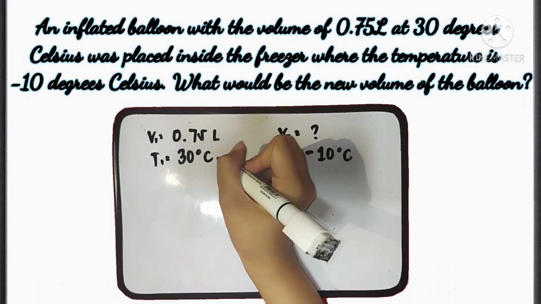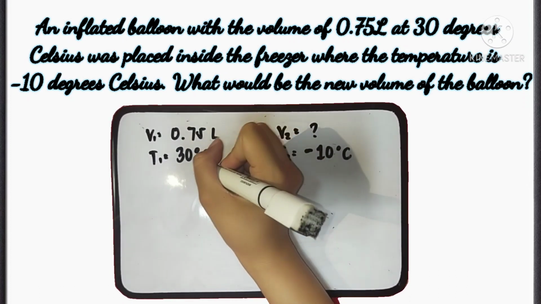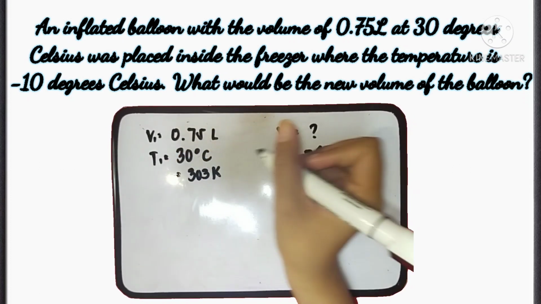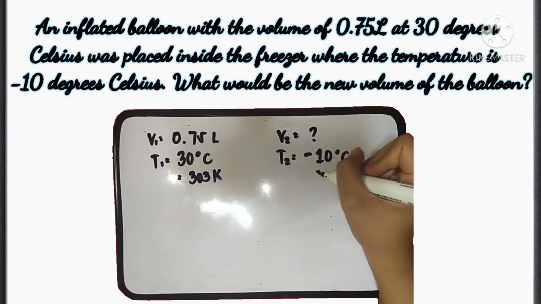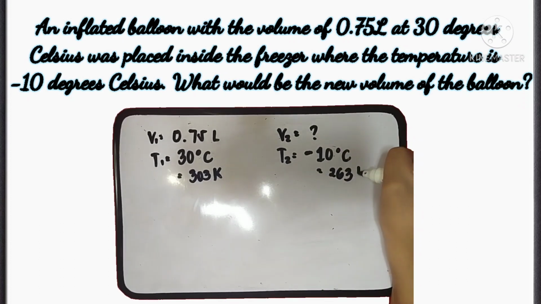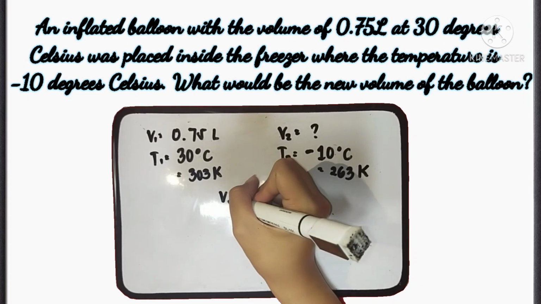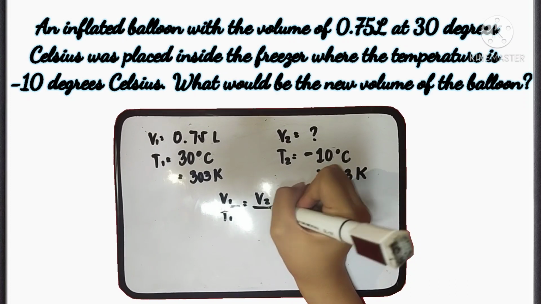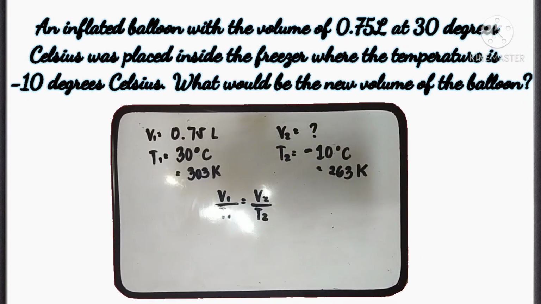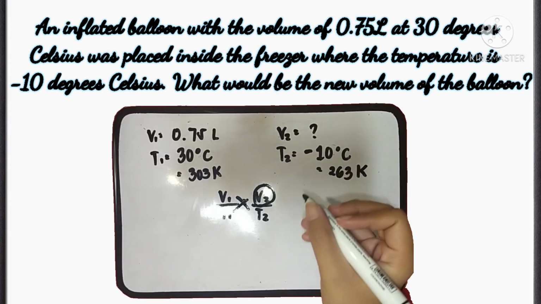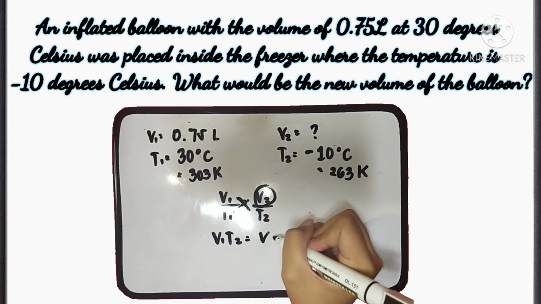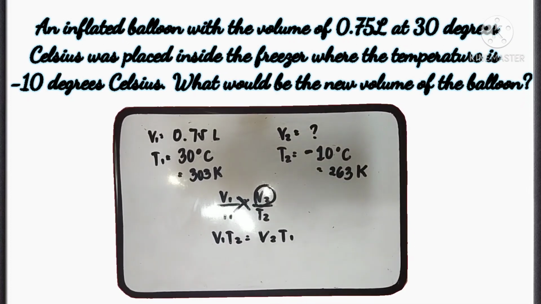Again, converting this into Kelvin, plus 273 will have 303 Kelvin and 263 Kelvin. Again, we have the Charles law formula where V1 over T1 is equal to V2 over T2. This time, we are looking for V2. First step is cross multiply.